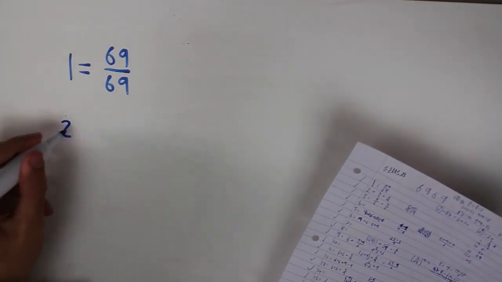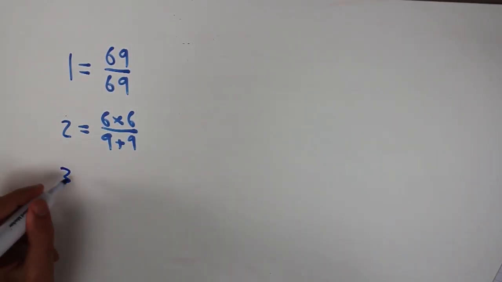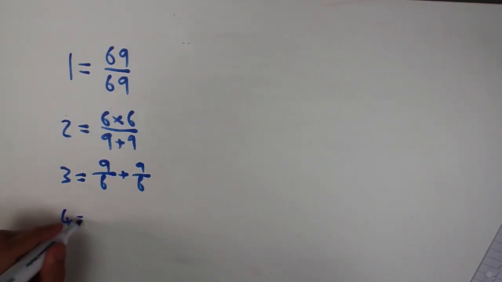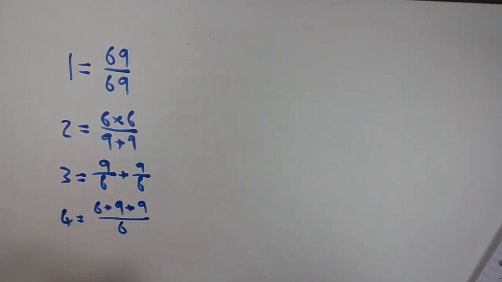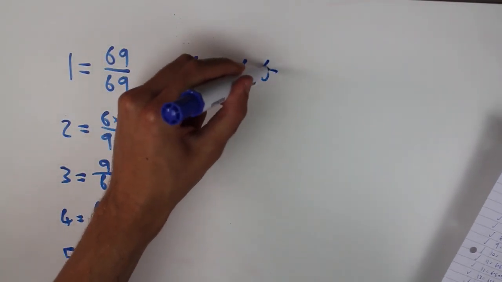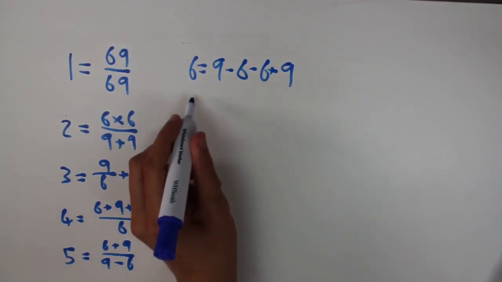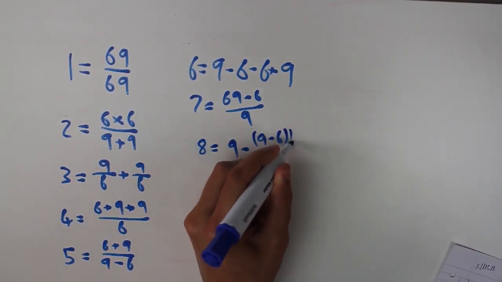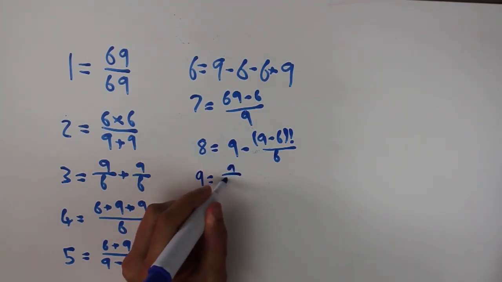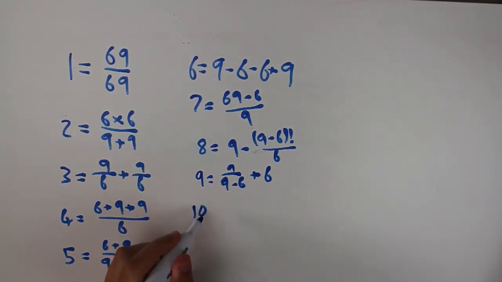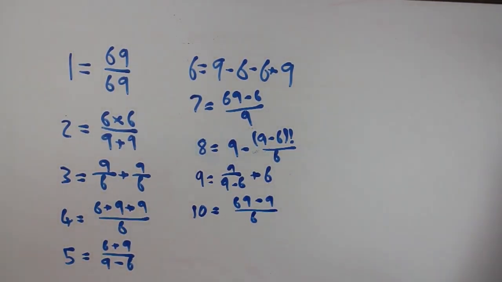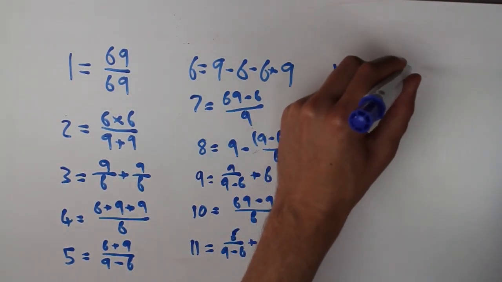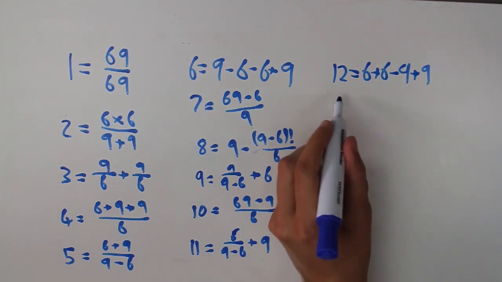2 is 6 times 6 over 9 plus 9, 3 is 9 over 6 plus 9 over 6, 4 is 6 plus 9 plus 9 all over 6, 5 is 6 plus 9 over 9 minus 6, 6 is 9 minus 6 plus 9, 7 is 69 minus 6 all over 9, 8 is 9 minus 6 factorial over 6, 9 is 9 over 9 minus 6 plus 6, 10 is 69 minus 9 over 6, 11 is 6 over 9 minus 6 plus 9, 12 is 6 plus 6 minus 9 plus 9, 13 is 6 times 6 over 9 plus 9.